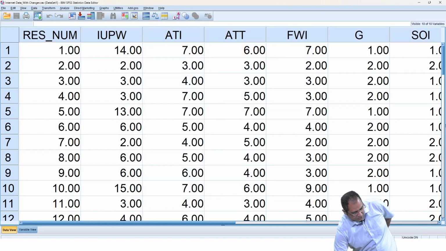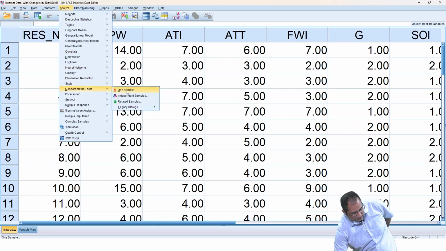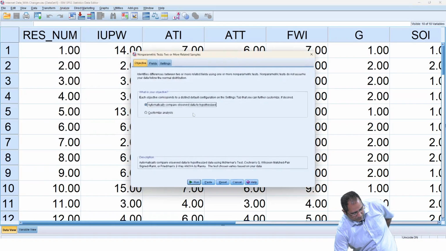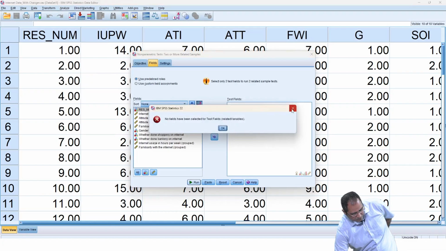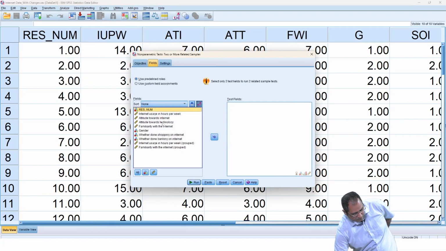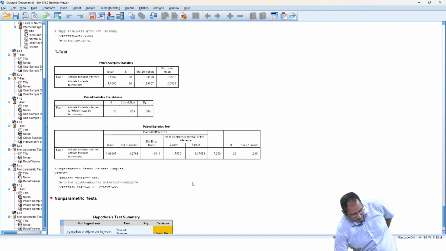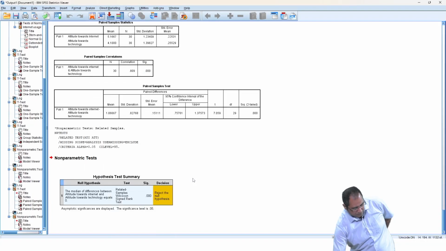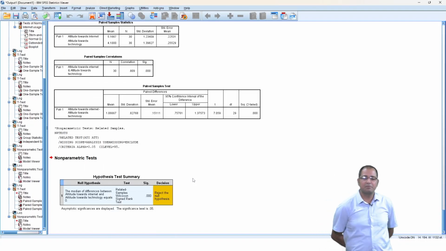One second, just one second. Analyze. So it is giving 0.000.